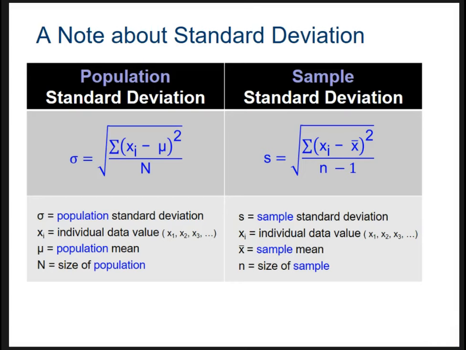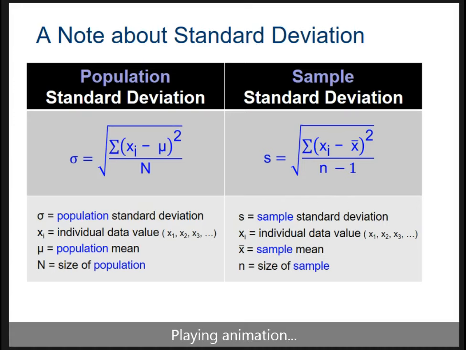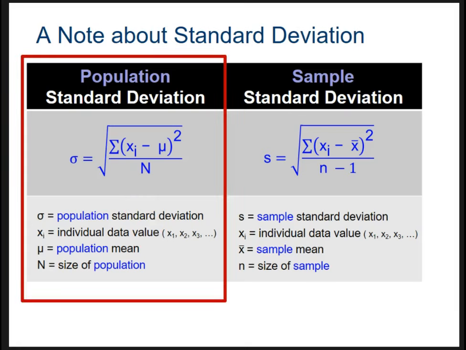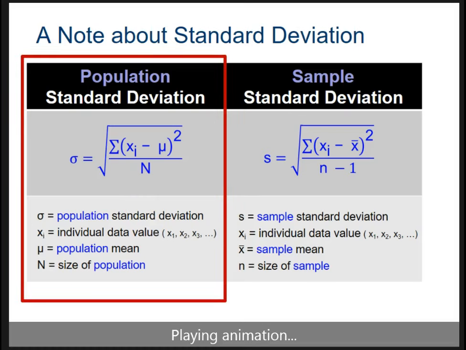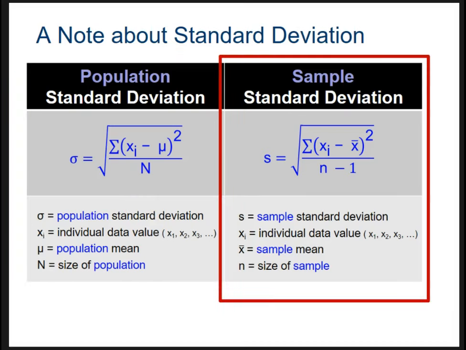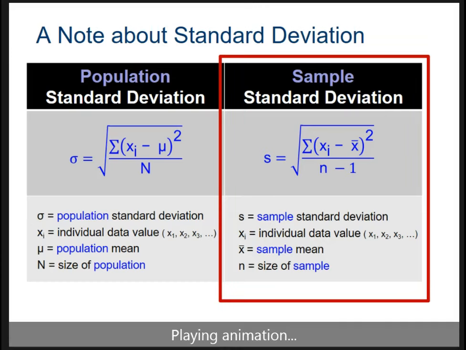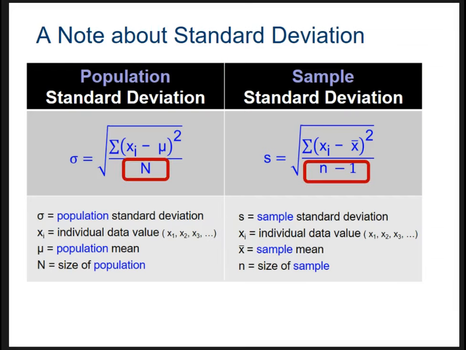If we look at these two, you can see that they look really similar. The one on the left is for the population. The one on the right is for the sample standard deviation. And they look really similar except for there are two differences here. You can see that the bottom of this one is an uppercase N, which indicates the size of the population. That means every member is measured.